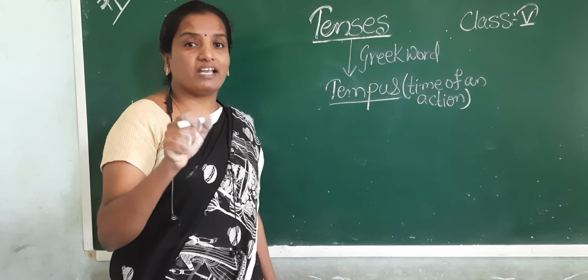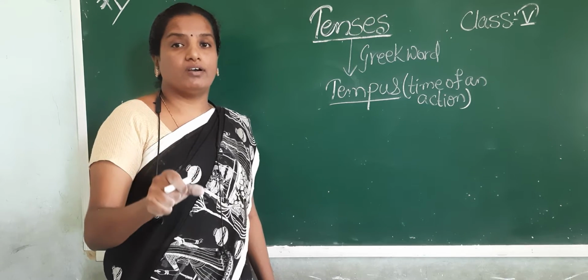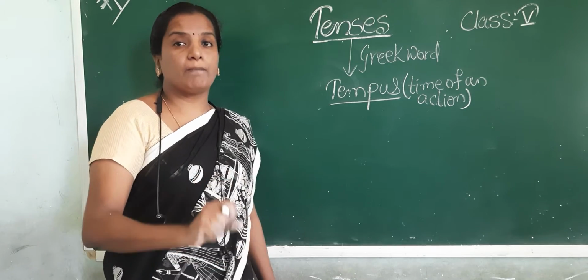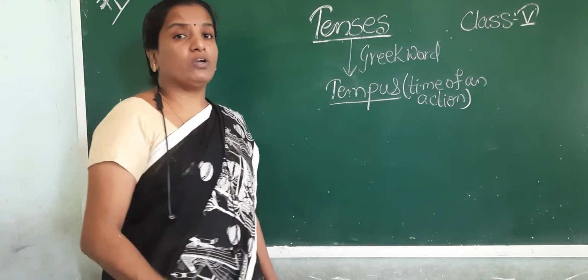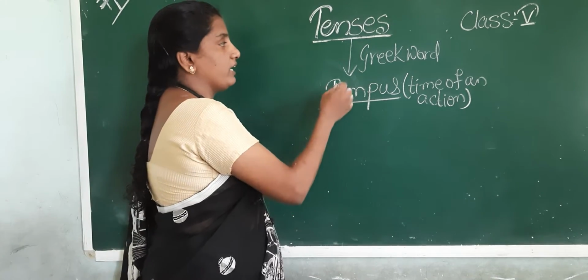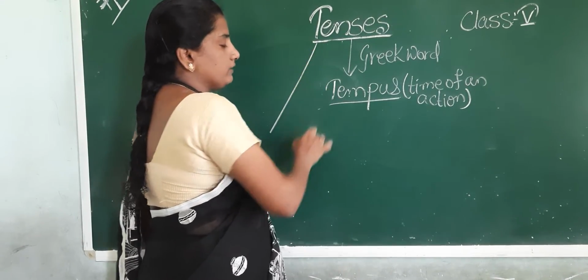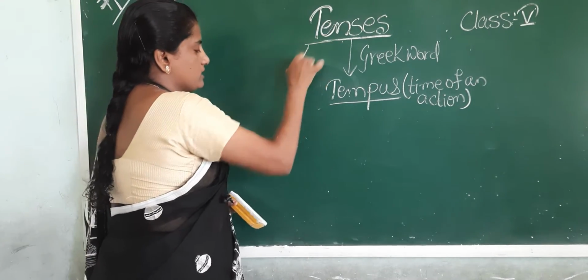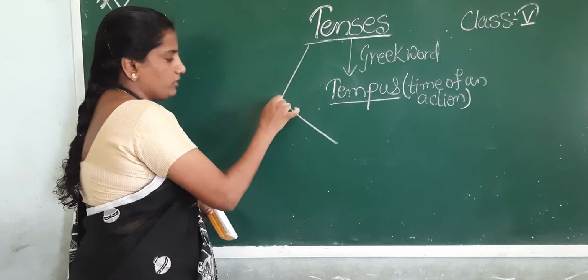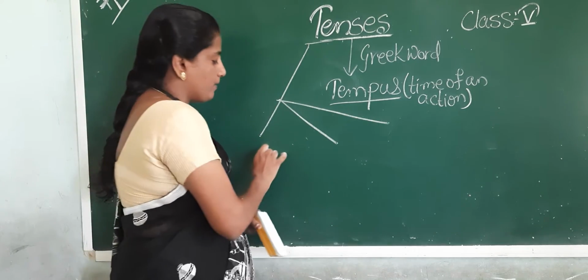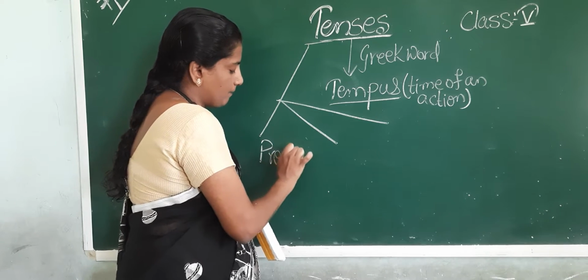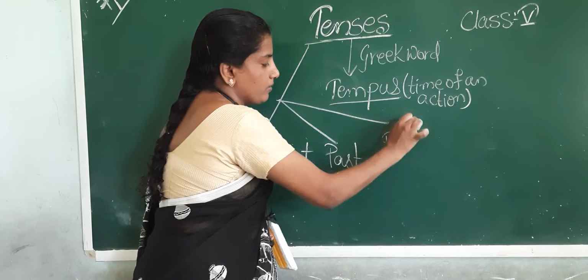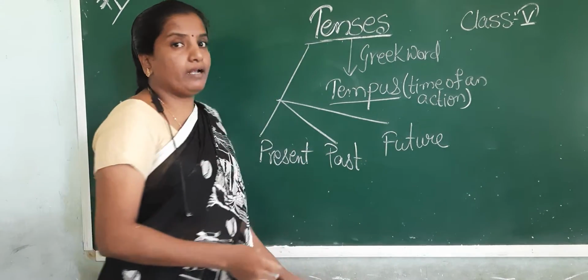How can you define a tense, children? Tense is a form of a word which shows us the time of an action. According to the time of an action, tense is divided into three parts. What are they, children? Present, past and future.